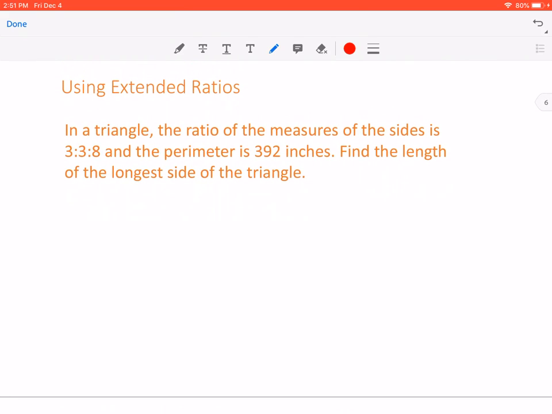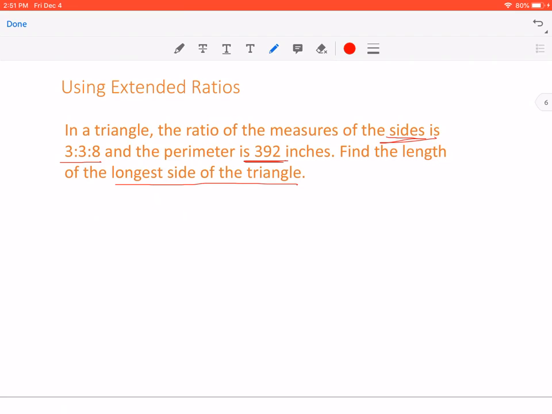All right, now, this one is not dealing with the angles. This is dealing with the sides of a triangle. So in this example, the ratio of the measures of the sides of a triangle is 3 to 3 to 8, and the perimeter is 392. Remember, the perimeter of a triangle is the sum of all the sides. Find the length of the longest side of the triangle.